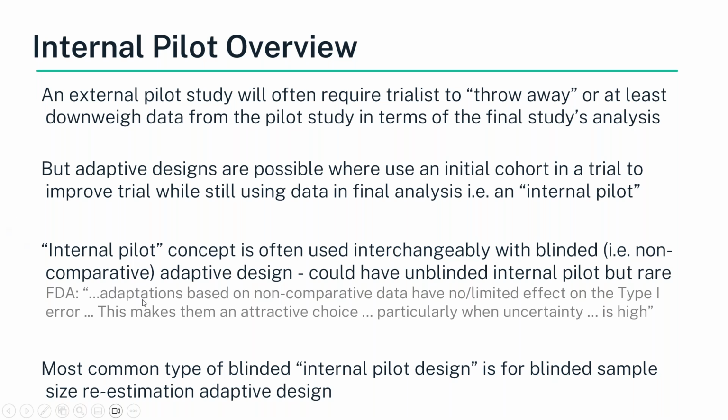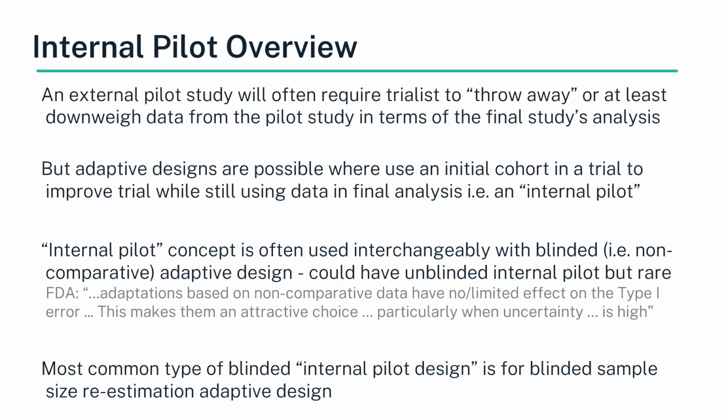And so you can see here an excerpt, obviously edited down for space, from the FDA 2019 guidance on adaptive design, where they say adaptations based on non-comparative data have no or limited effect on the type 1 error. This makes them an attractive choice, particularly when uncertainty is high.